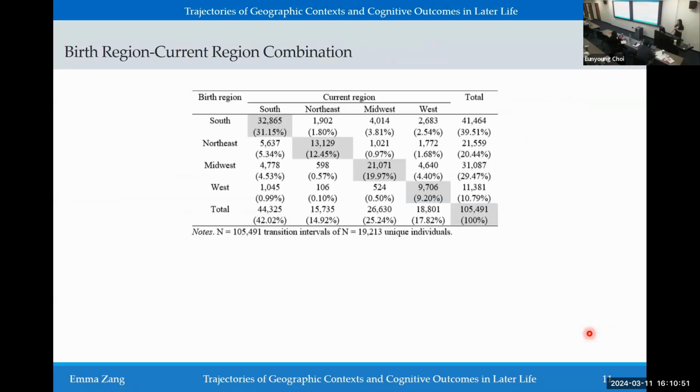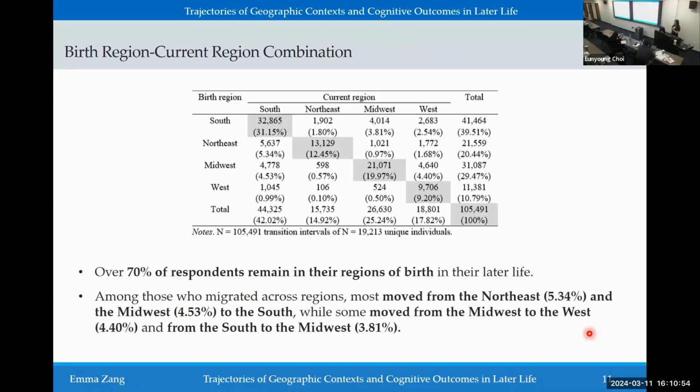Okay, so first, let's take a look at the distributions of birth region and current region combinations. I don't think people have provided this information before, so it's amazing that over 70% of respondents remain in their regions of birth in their later life. Among those who migrated across regions, most moved from the Northeast and the Midwest to the South, while some moved from the Midwest to the West, and some from the South to the Midwest. I think it makes sense because the West and the South are relatively warmer, so older adults maybe would like to move there when they get old.